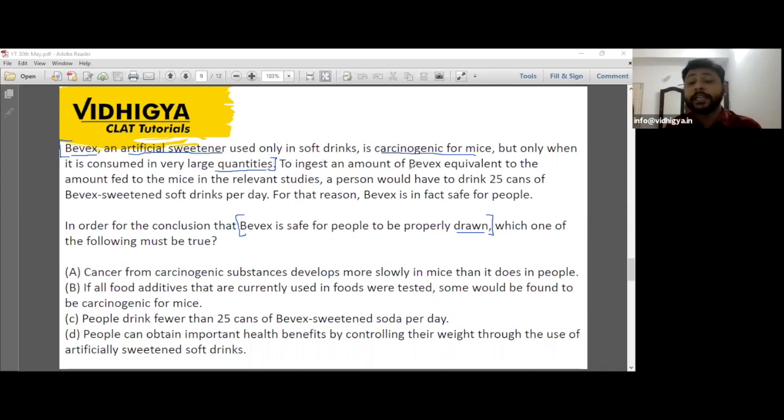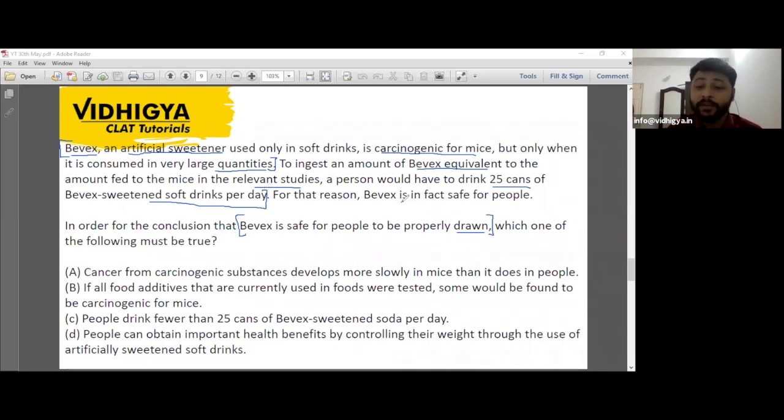फिर आगे ये बोल रहे हैं to ingest an amount of Viveks equivalent to the amount fed to the mice in the relevant studies, a person would have to drink 25 cans of Viveks sweetened soft drink per day. So the amount equivalent to what was fed to the mice when it was found to be carcinogenic for mice, if we have to ingest the same amount in a human through Viveks, this artificial soft drink, he will have to drink 25 cans of Viveks sweetened soft drink per day. Per day उसको 25 cans पीनी पड़ेगी.